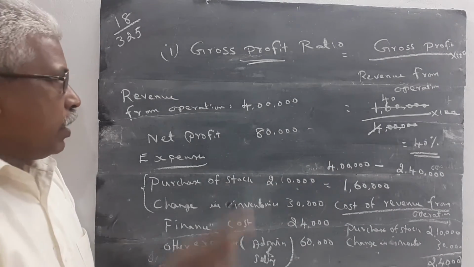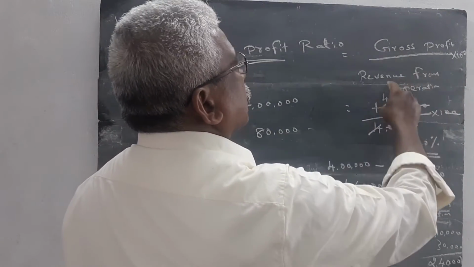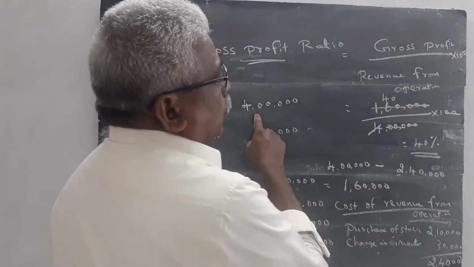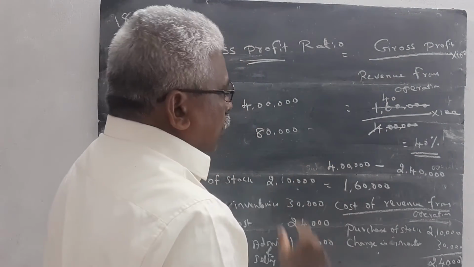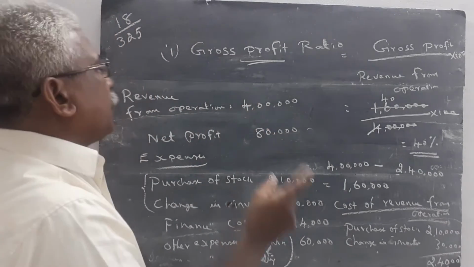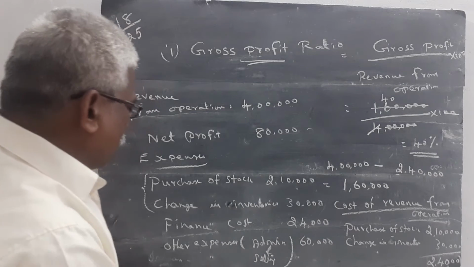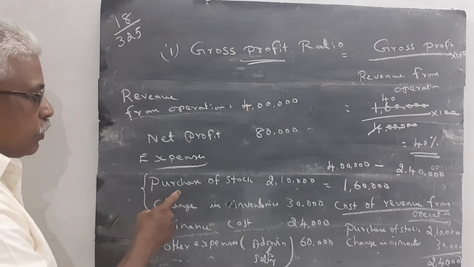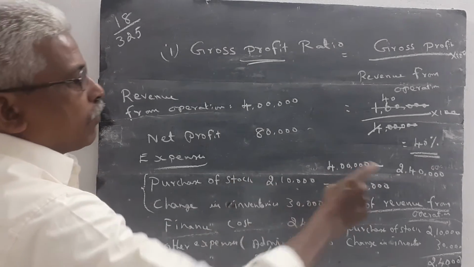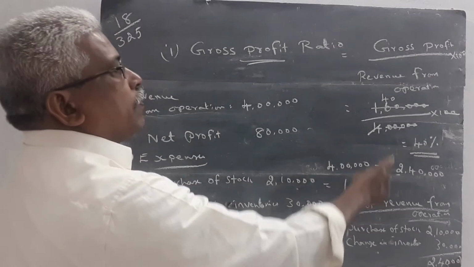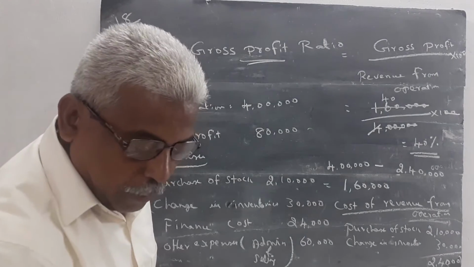Once again, gross profit ratio is equal to gross profit divided by revenue from operation into 100. Revenue from operation is given, but gross profit is not given, so we calculate it. Gross profit is revenue from operation minus cost of revenue from operation. Cost of revenue from operation includes purchase of stock and change in inventories, so 2,40,000. 4 lakh minus 2,40,000 is 1,60,000. So 1,60,000 divided by 4 lakh into 100 is equal to 40%.